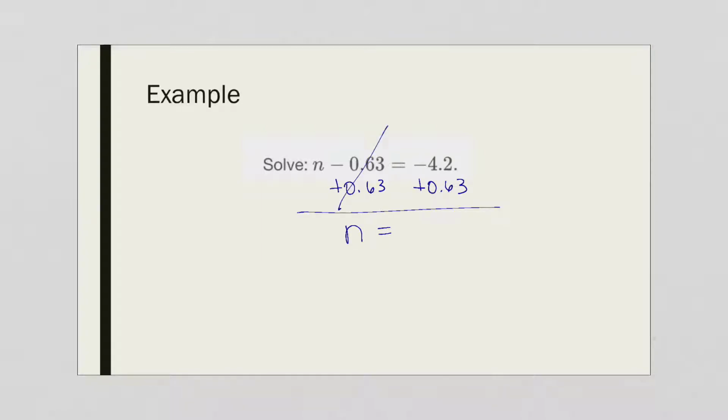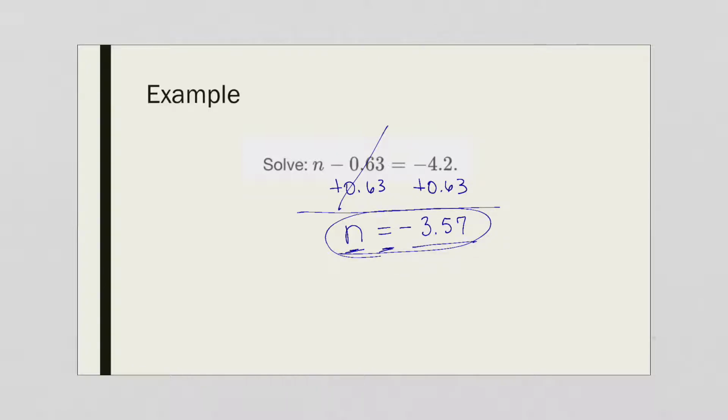This created 0. So now just do the math here. You're still going to get a negative answer, and then you subtract those two numbers. Grab the calculator, type in negative 4.2 plus 0.63, and you get negative 3.57. This is our solution, and don't forget, n is equal to negative 3.57.